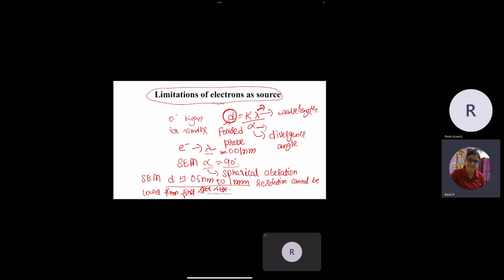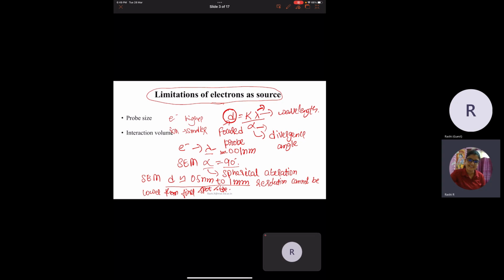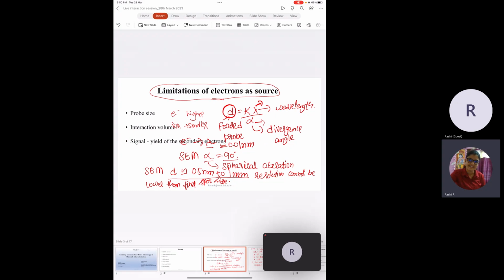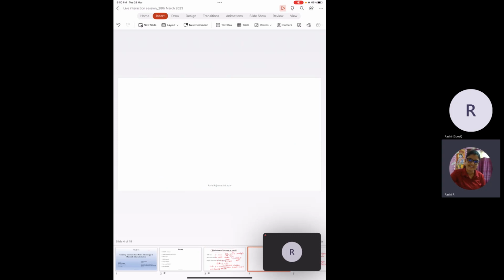Let's go back. So the probe size we have discussed, and then comes the second point, the interaction volume. In the case of electrons, the interaction volume is high. Ions have lower interaction volume.